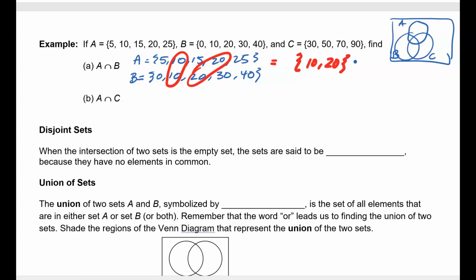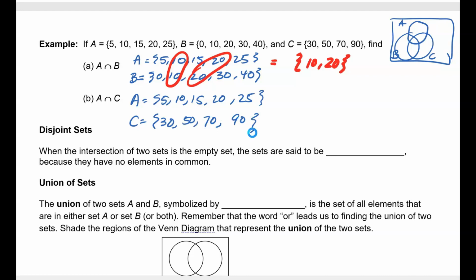So A intersect C, we're going to do the same thing, except we're going to list out A and C. So I'm going to list out A is 5, 10, 15, 20, and 25, and then I'm going to list out C is 30, 50, 70, 90, and I'm going to look and see what they have in common. Now in this one, I don't see anything they have in common. So this is a great place, this is why we have notation for the empty set, because if I'm comparing two groups of things and there's nothing in common, then I need a way to write that. So I'm just going to write down nothing in common. So the answer is this.